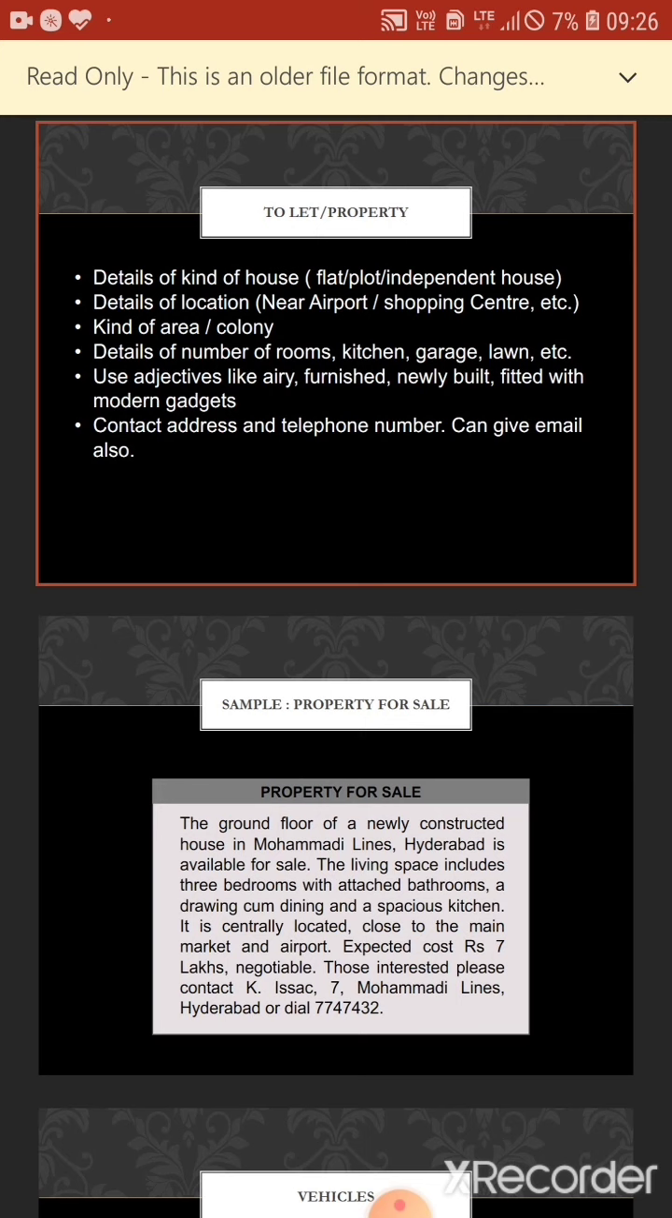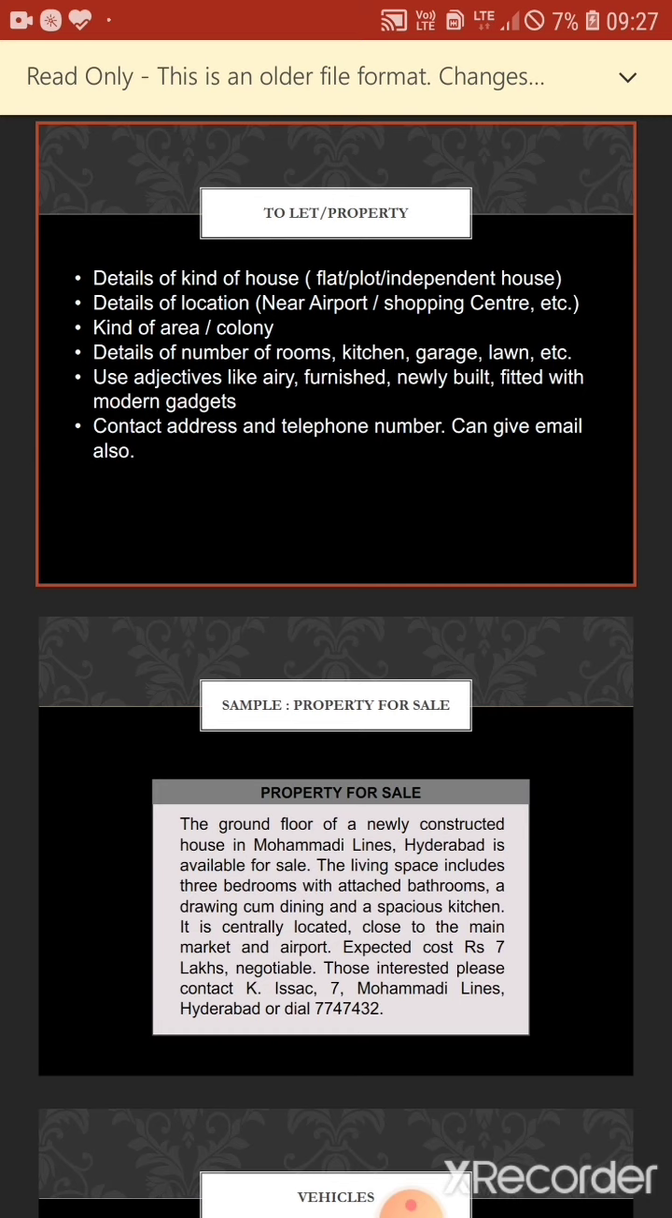Okay, now the kind of area or the colony should also be described. The people nearby or the atmosphere of the neighborhood should also be mentioned. Details of number of rooms, kitchen, garages, lawn, etc. should also be mentioned. Use adjectives to describe the property or the house, like airy, furnished, newly built, fitted with modern gadgets. In the end, contact address and telephone number should be given. Email address can also be given, as we have already discussed.